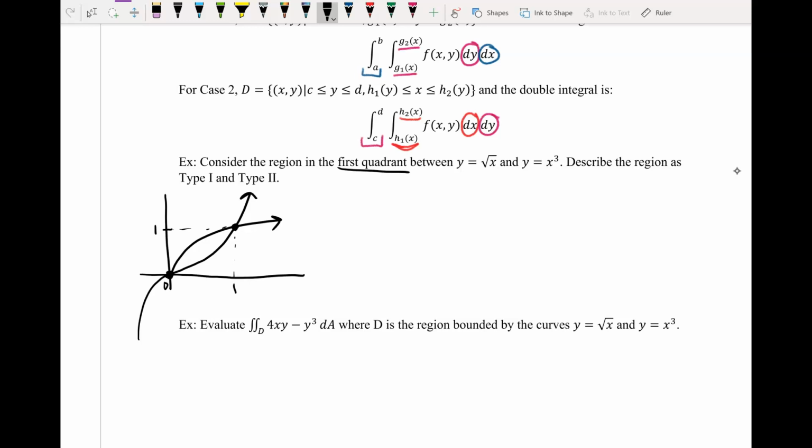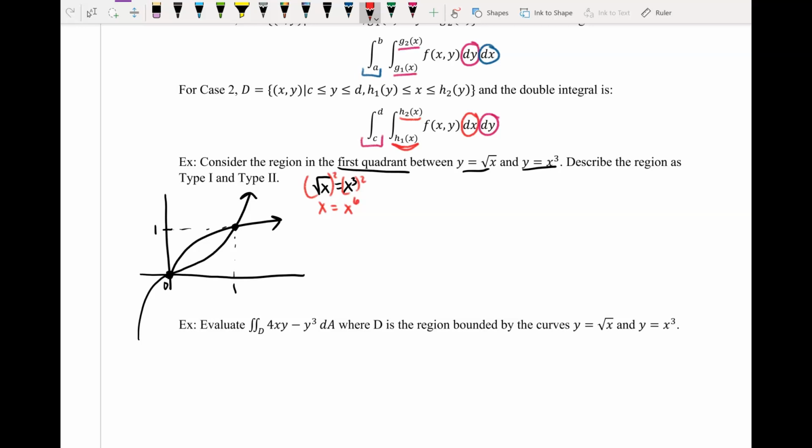Now, in case you just don't know, like if you're wondering, wait, how did you get 0 and how did you get 1? The easiest way to figure out which one goes with what is just by setting them equal to each other. If we set these two equal to each other, you get square root of x equals x cubed. I can square both sides. You get x is equal to x to the 6th power.